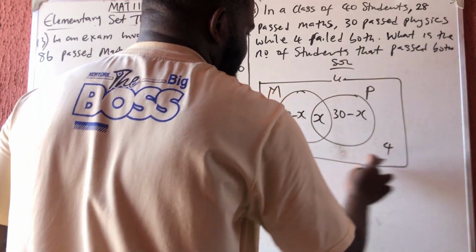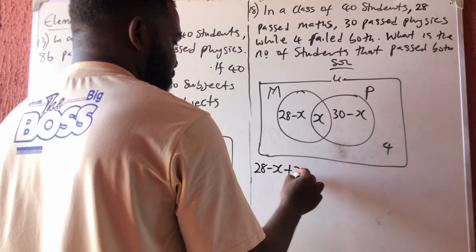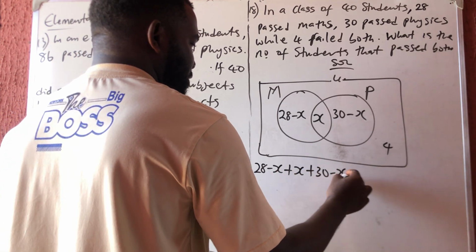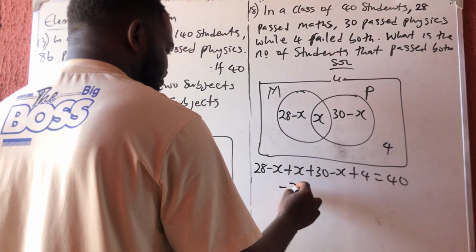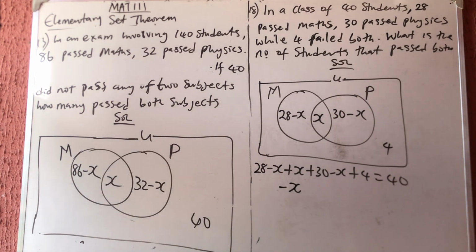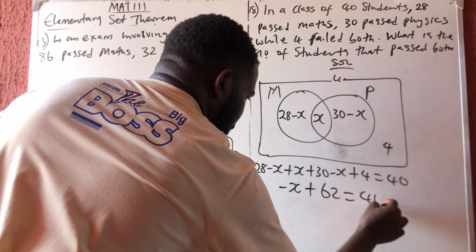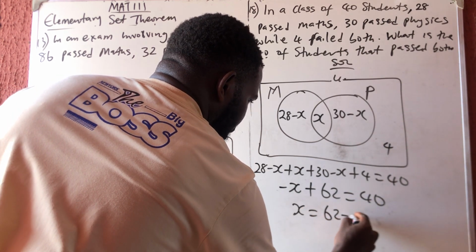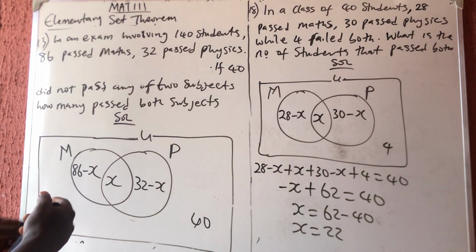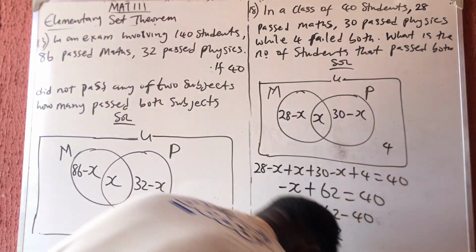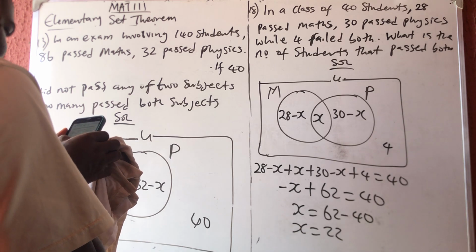So add everybody in the universal set and equate to 40. Very simple. So you have 28 minus x plus 30 minus x plus 4 is equal to 40. So I'll be having this and this is gone. I'm left with minus x. If you calculate that, you're going to have 62. So 62 minus x is equal to 40. Therefore x will be 62 minus 40, so x is equal to 22. So the correct answer is 22. So 22 students passed both subjects.